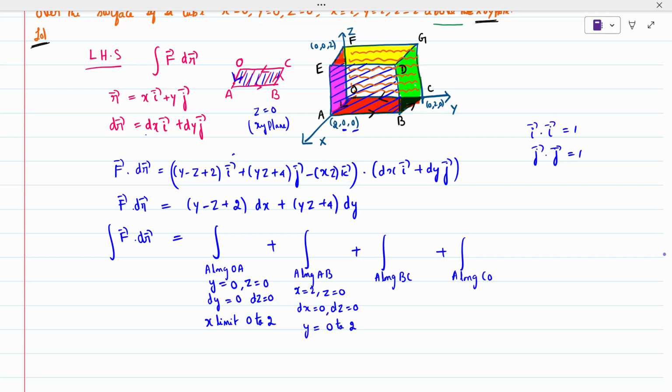Now along BC, what is the line? y equals 2, and z is 0. So dy is 0 and dz is 0. Now the x limit: you have to check where it goes, from here to here. The x limit is always from left to right. Left is 2, so the limit is 2 to 0.